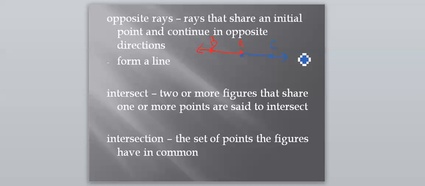The next word is intersect. 2 or more figures that share 1 or more points, they could share a line that's more points, are said to intersect. The set of points that they have in common is their intersection. And be sure you pause and write down the definitions.